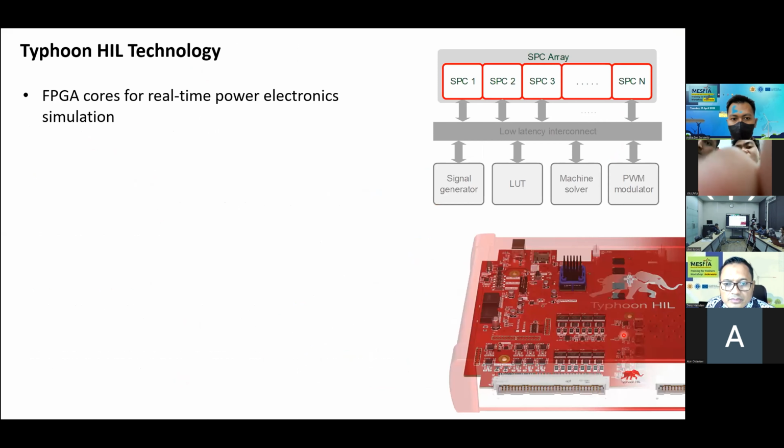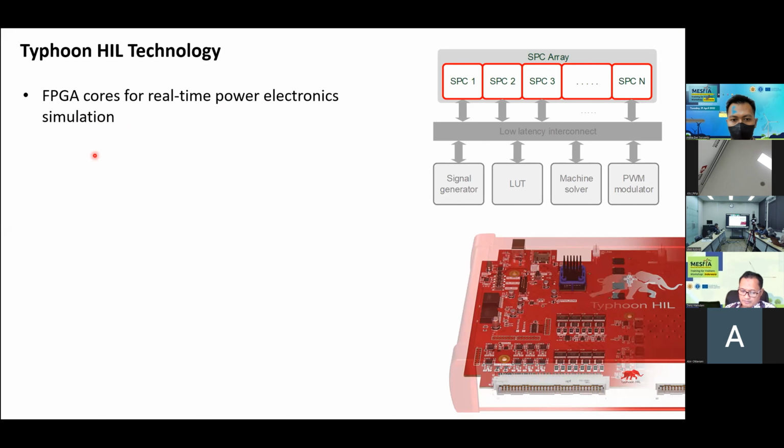Now, there are many HILs in the market. I'm not sure if you have heard of OPAL-RT, dSPACE, SpeedGoat. Typhoon Hue is one of the HIL manufacturers, but we are specifically targeting the power electronics and microgrid arena. What makes our technology different is that inside the Typhoon Hue, we use a field programmable gate array, FPGA, for real-time power electronics simulation.